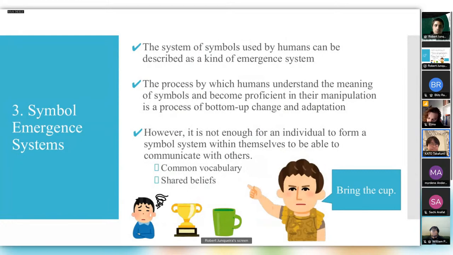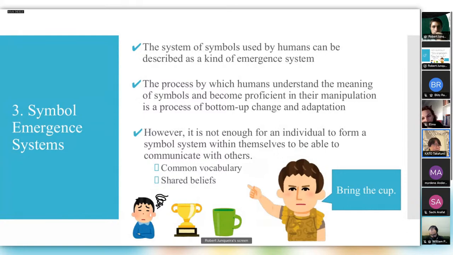Now, we humans communicate by using a variety of symbols, including language. The system of symbols used by humans can be described as a kind of emergence system. The process by which humans understand the meaning of symbols and become proficient in their manipulation is a process of bottom-up change and adaptation through physical, sensory, motor, and cognitive interaction with the environment, including interaction with the people around them. However, it is not enough for an individual to form a symbol system within themselves in order to be able to communicate with others.